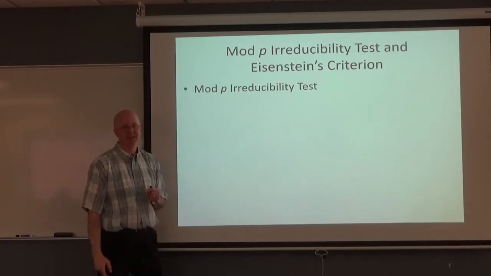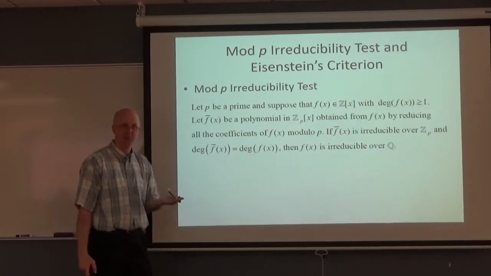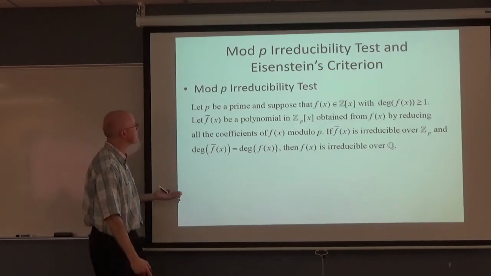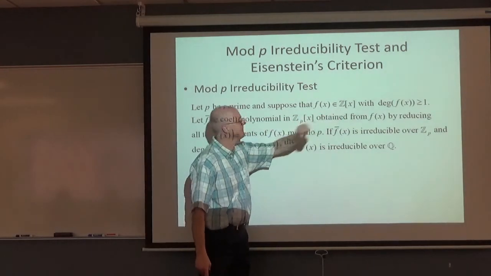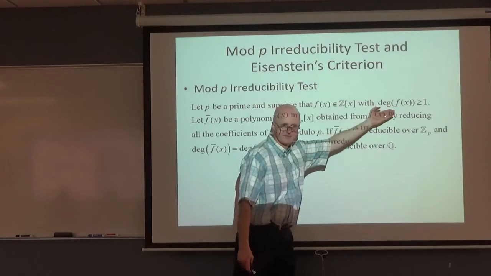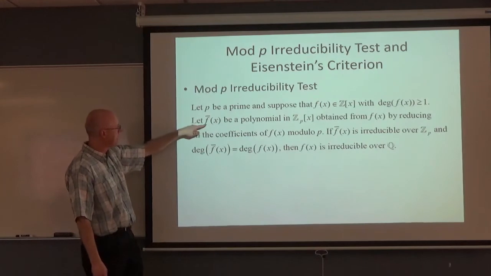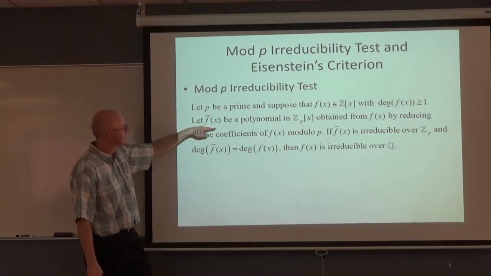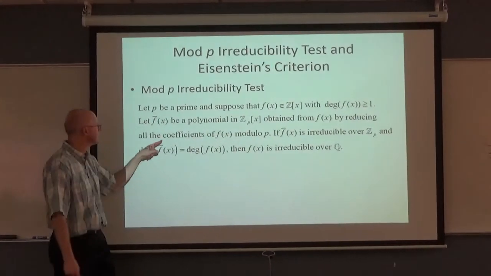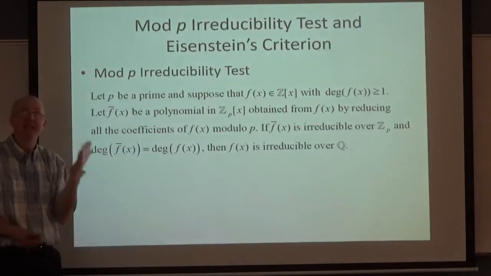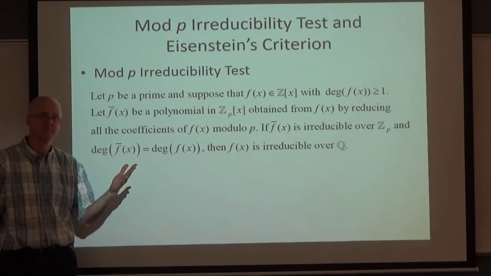The mod p irreducibility test, besides the degree 2 or 3 test, is probably the most useful. And it's related to that homomorphism I was talking about in lecture 8. Let p be a prime, and let f of x be a polynomial with coefficients in Z that's not constant, degree greater than or equal to 1. Let f bar, notice the bar there, of x be a polynomial in Z_p, p is prime, obtained from f of x by reducing the coefficients of f mod p. Essentially applying that ring homomorphism I mentioned in lecture 8.